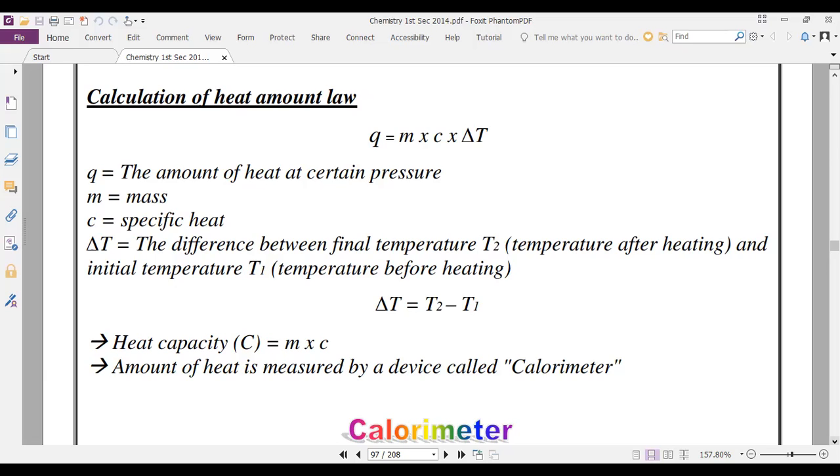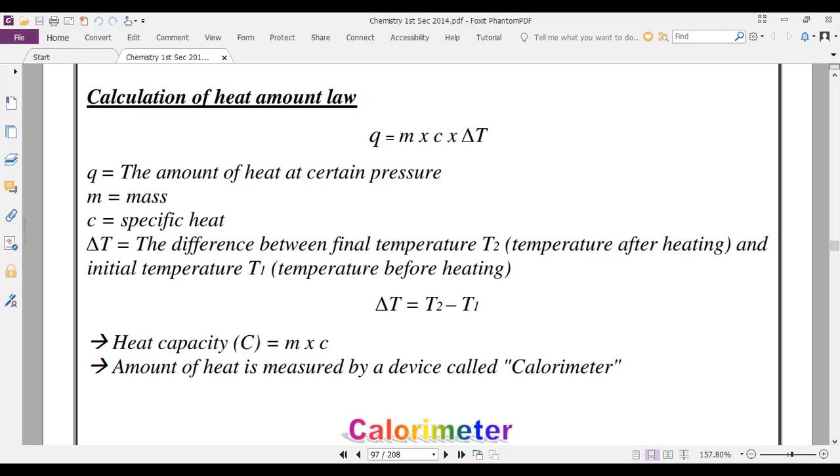Called what? Calorimeter. So how can we calculate the heat amount law? Q equals what? Q equals MC delta T. Okay. Q represents what? Amount of heat at certain pressure. M, the mass. C, specific heat. Delta T, the difference between T2, which is the temperature after heating, and T1, which is the temperature before heating.